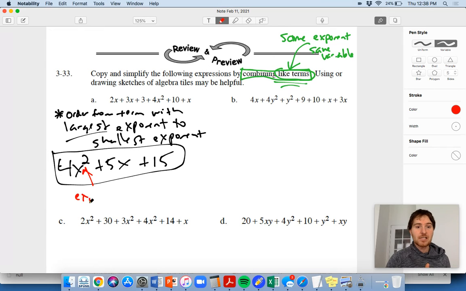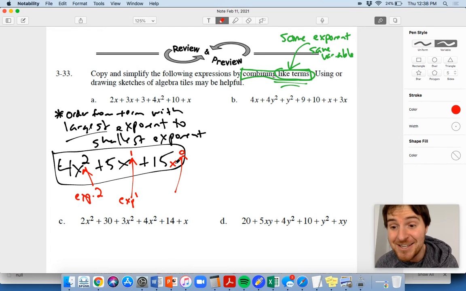So I have an exponent of 2. Here, I technically have an exponent of 1. You don't have to write it out. And here, technically, I have an exponent of 0, right? Because 15 would be equivalent to 15 times x to the 0th power. This base here is x. Take that 0th power, that's 1, so this would still be 15. So exponent is 0 here, okay? So I'd write this 4x squared plus 5x plus 15. There's your answer to letter A, okay?